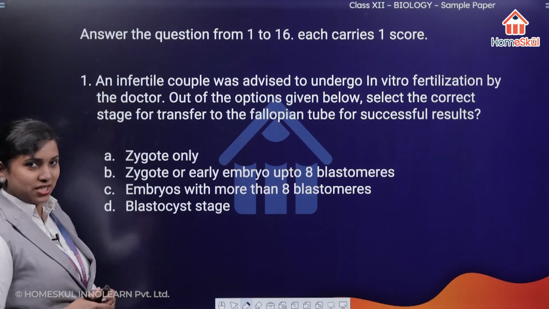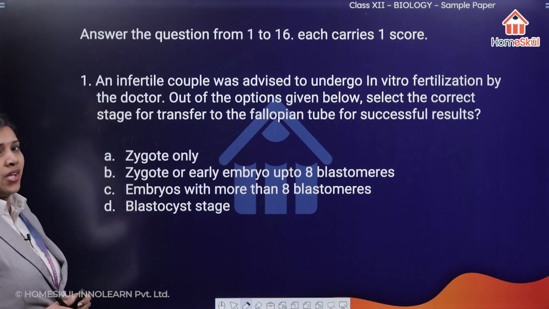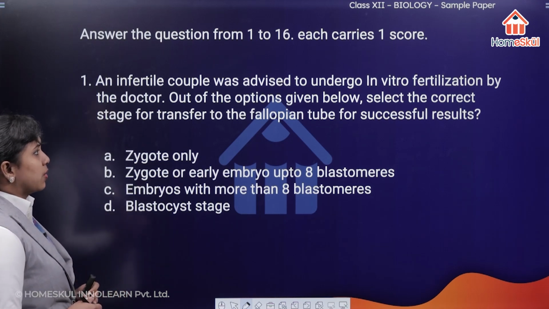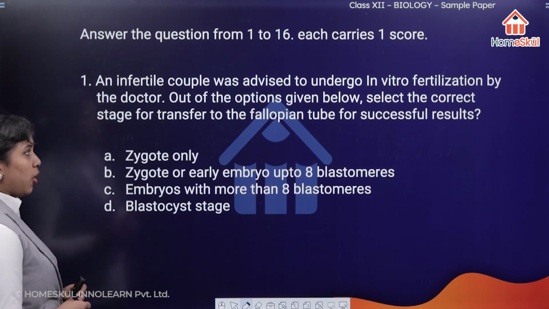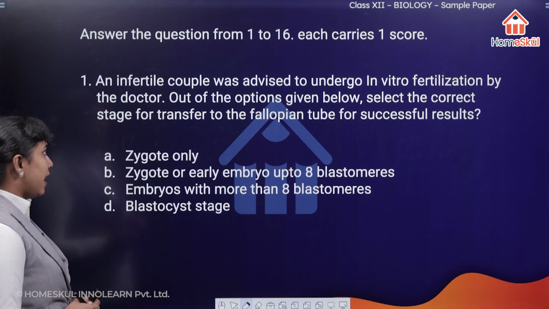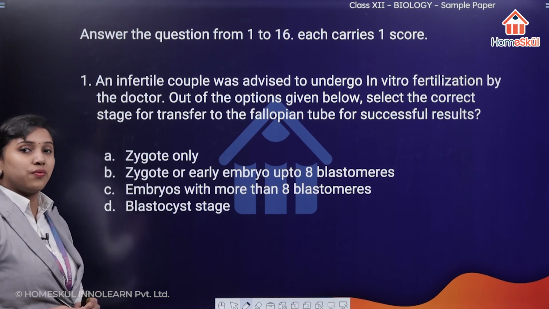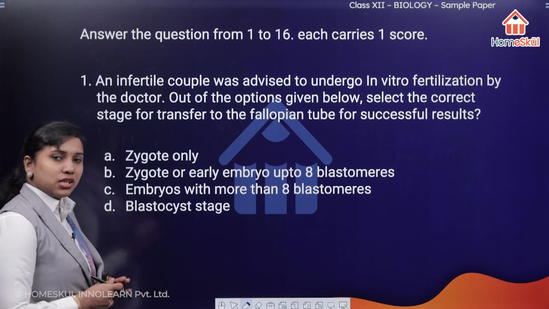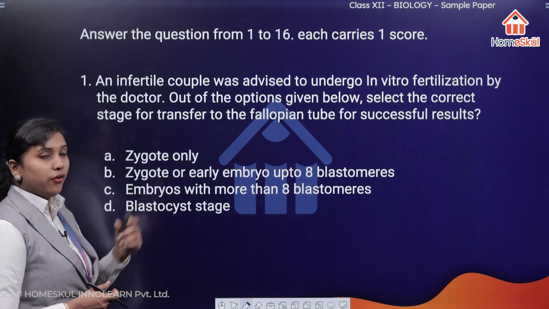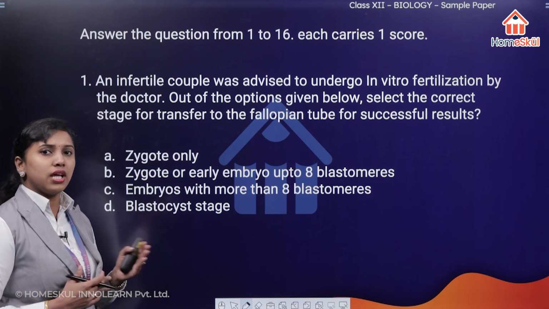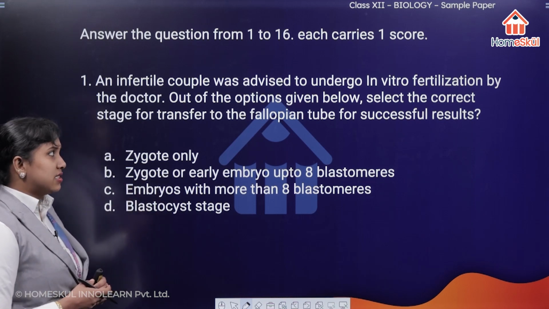The first question from section A is: an infertile couple was advised to undergo in vitro fertilization by the doctor. Out of the options given below, select the correct stage for transfer to the fallopian tube for successful results. So, what is there in the question? An infertile couple has been advised by the doctor to go for in vitro fertilization, so they may be having some kind of problem in conceiving.